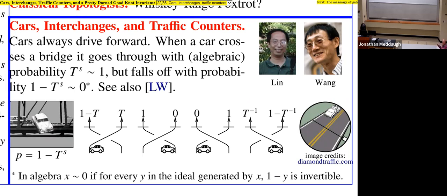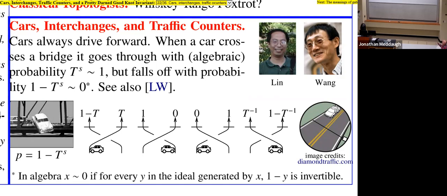So cars always move forward along a knot, right? A knot is an oriented piece of strand. So when cars drive along a knot, they always move forward. And occasionally they go through interchanges, right? When one strand goes over another. And the rule is that if they go in the lower lane, they just continue. Okay, but if they are on the upper lane, they continue with a high probability T. If the crossing is positive, this probability is T, and it's a probability which is near one. But they also can fall from the upper lane to the lower lane with probability one minus T.